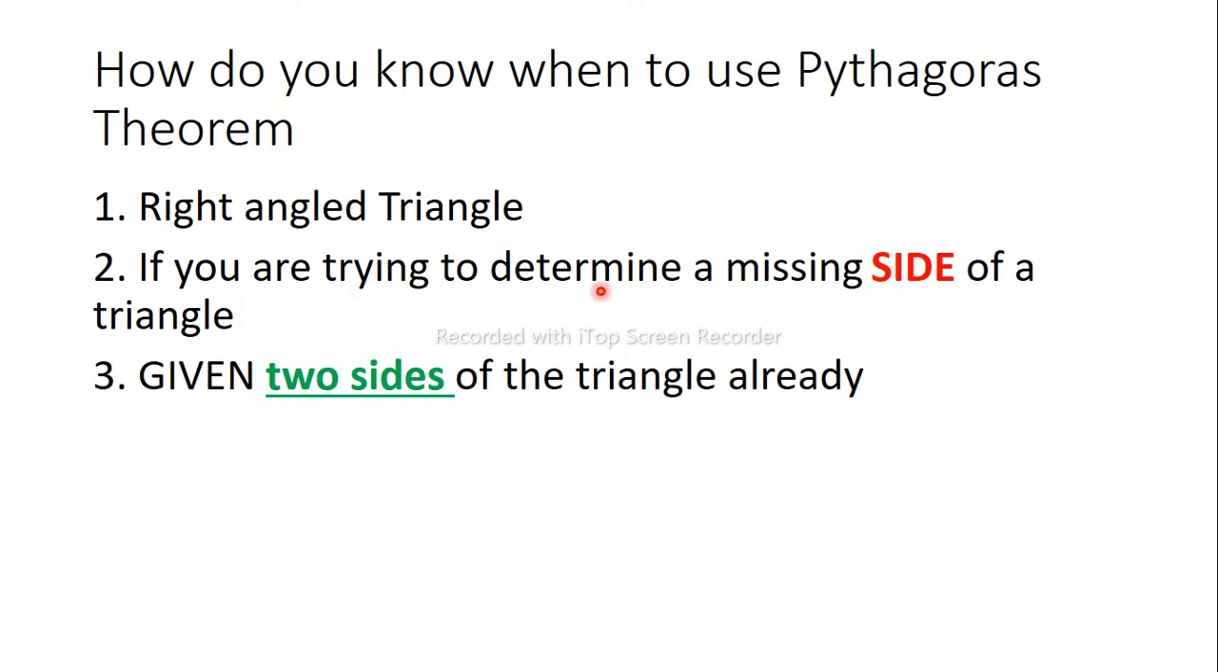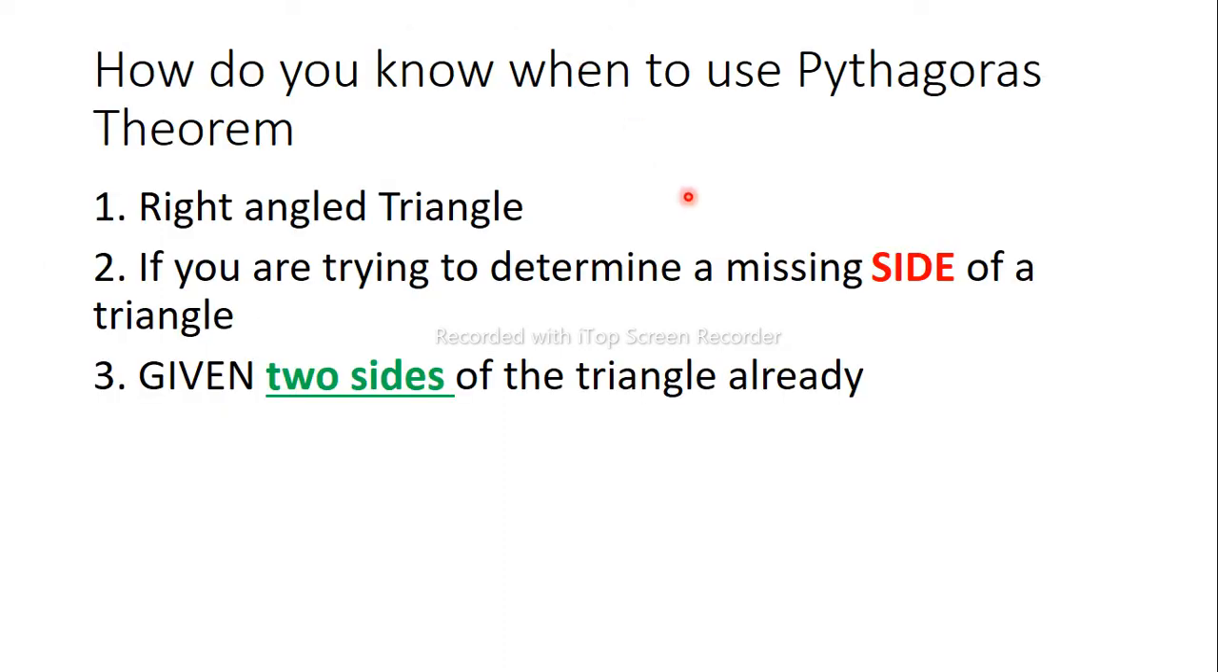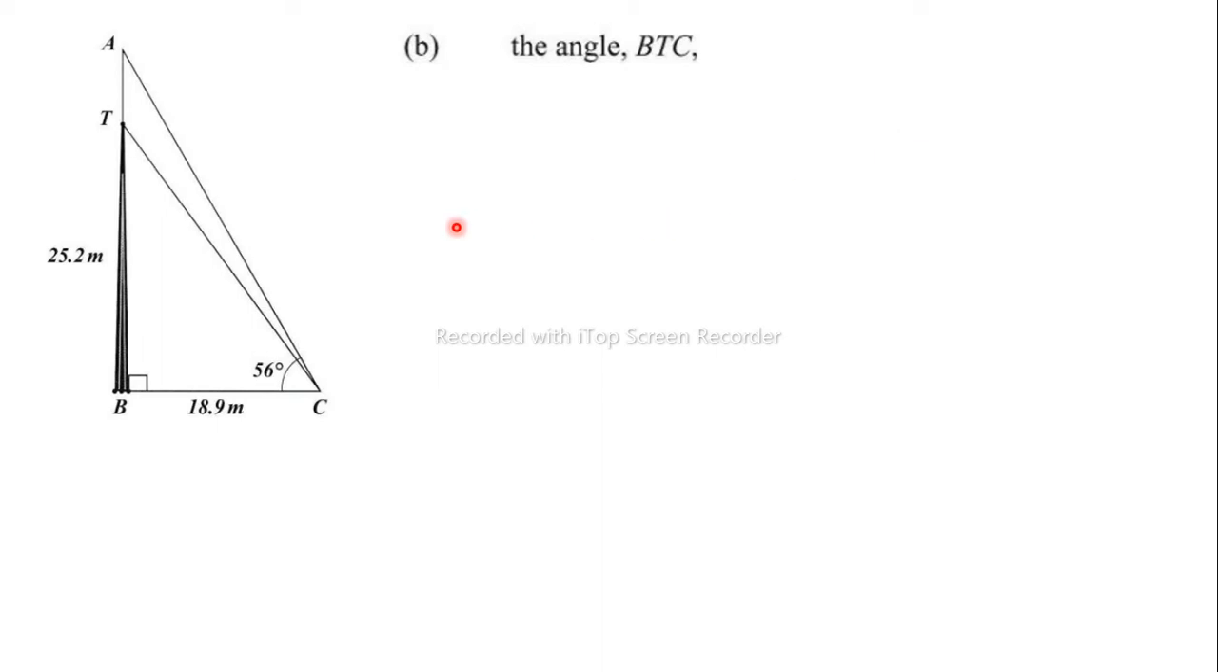If we are trying to determine a missing side, then we use Pythagoras theorem. But here we're not trying to determine a missing side. We're trying to determine a missing angle. See the difference? So since we're trying to determine a missing angle, and not a missing side, we can't use Pythagoras theorem. Okay, so hopefully that's clear.